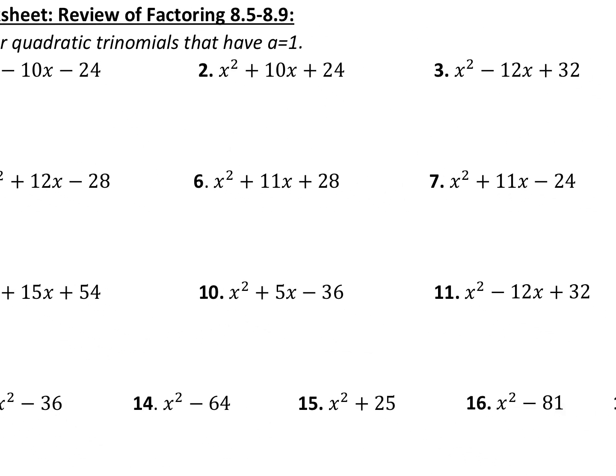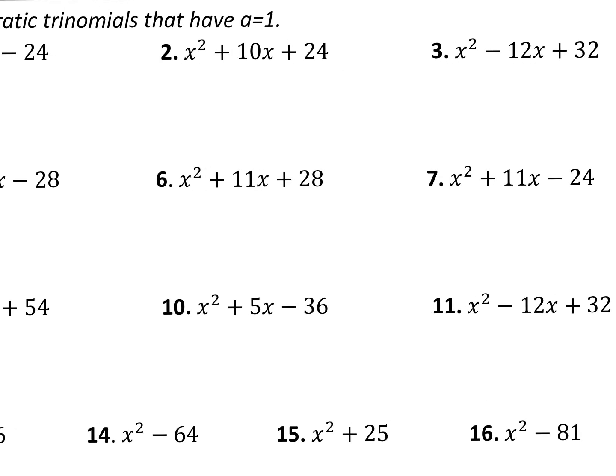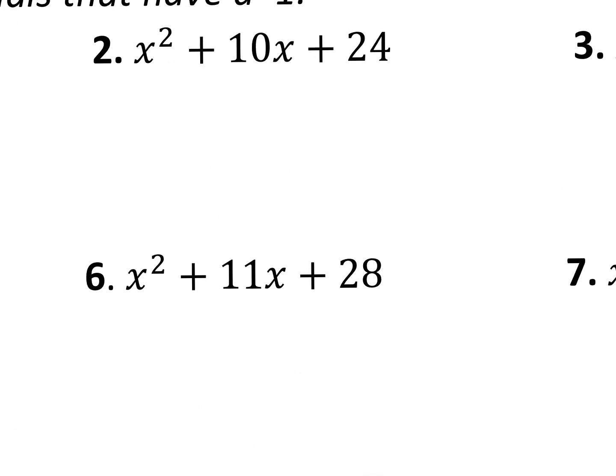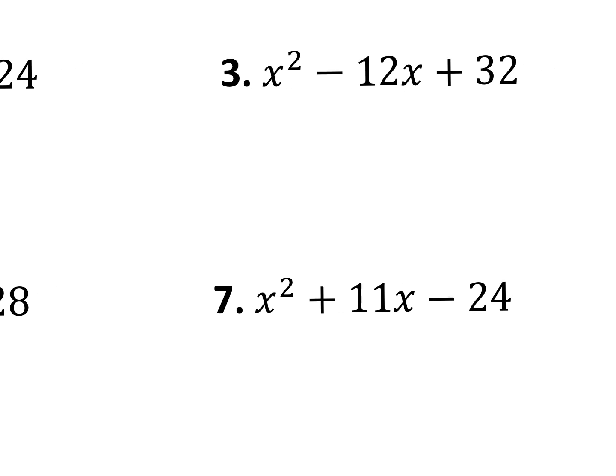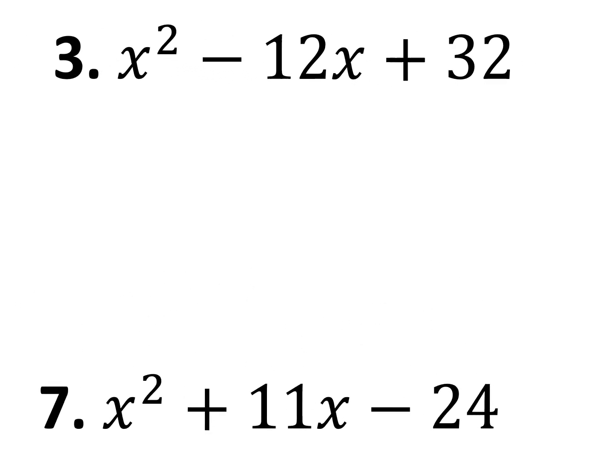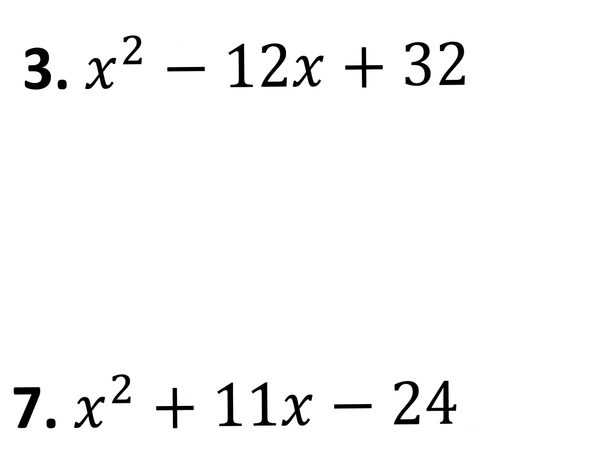So what I would like to do is go over a couple of these with you from each section and then give you guys the remainder of the period to work on these. So for example, let's jump to number 3 right here. And on number 3, because there is no number in front of x squared, because the a value is 1, you could jump right into this factored form format. So I hope everybody's following along.